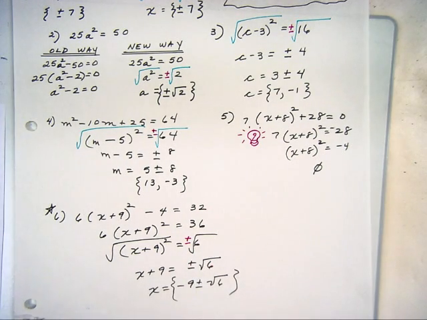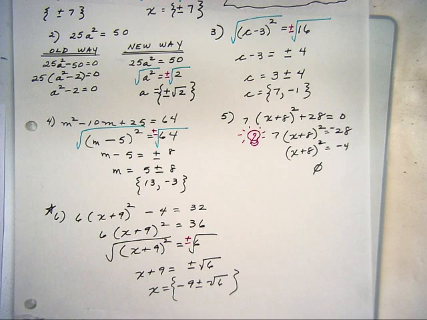Root 6 cannot be broken down, so we have to subtract 9 on both sides, and we end up with negative 9 plus square root of 6 and negative 9 minus root of 6. Those are our two solutions for this one, which means at negative 9 plus root 6, it's going to cross the x-axis, and also at negative 9 minus root 6, it's going to cross the x-axis.